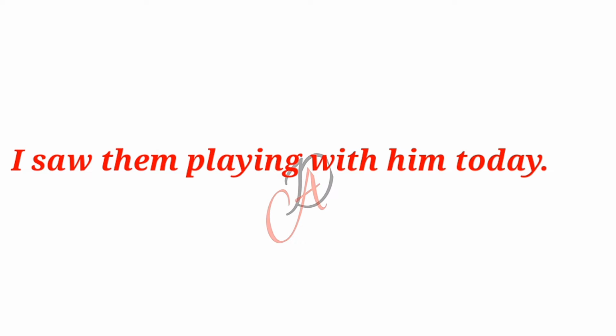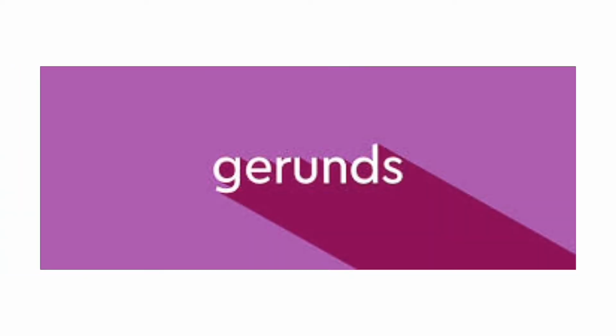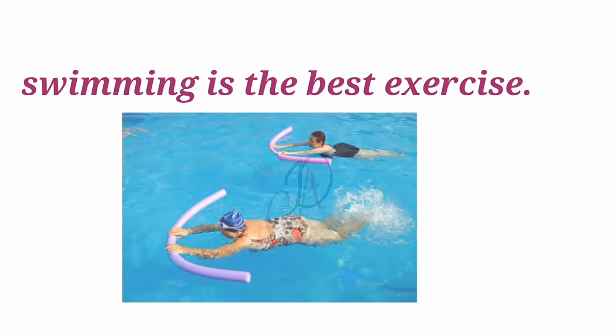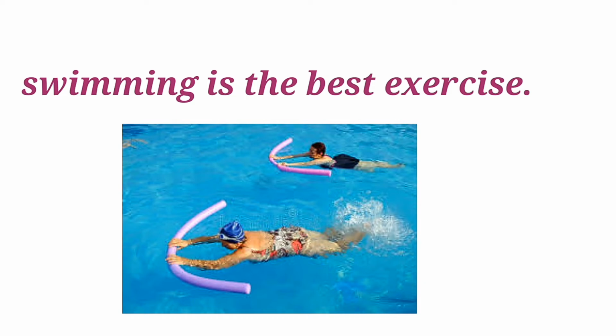So let's move on to the next type of basic form of verb, that is gerund. A gerund is a form of verb that ends in ing that is used as a noun and hence we call gerund as verbal nouns. For example, swimming is the best exercise. These are the six basic forms of the verb.